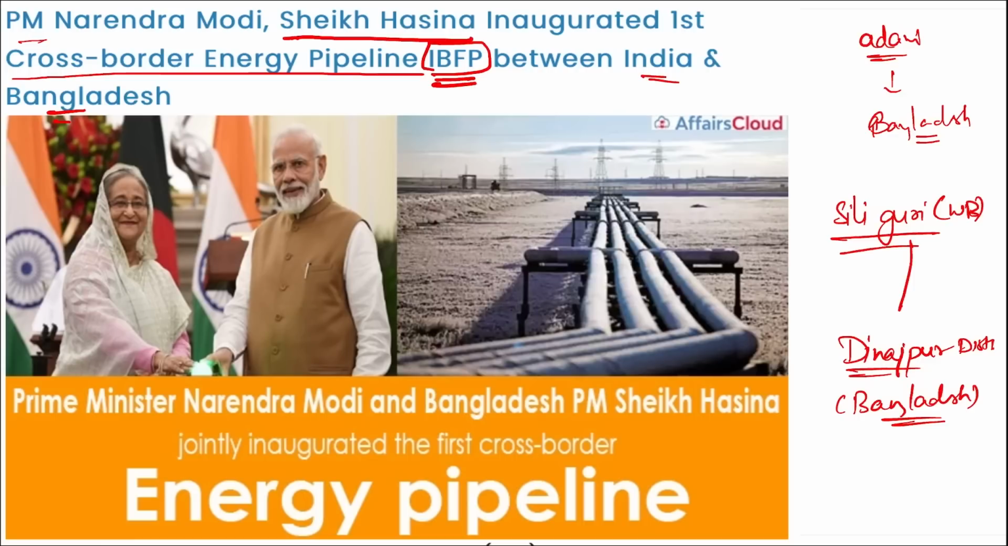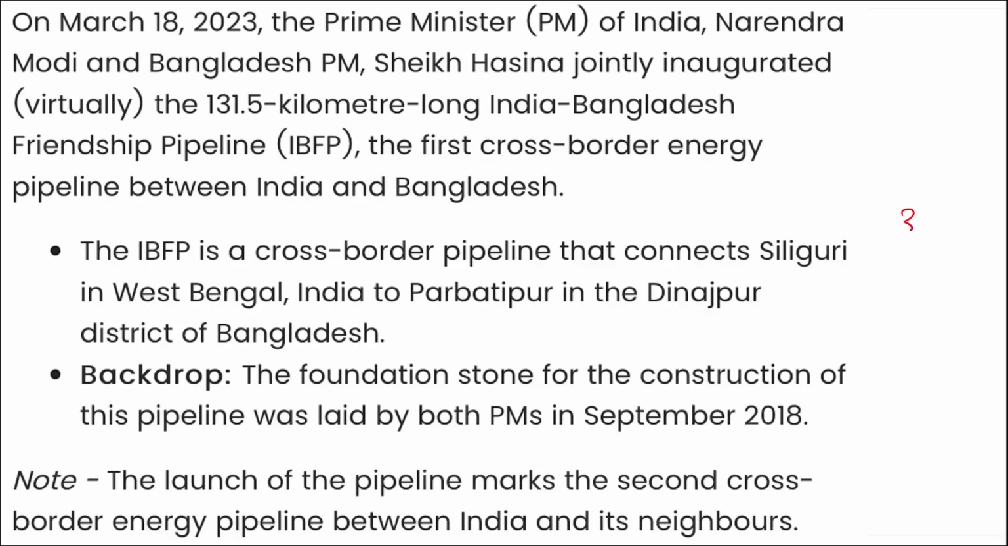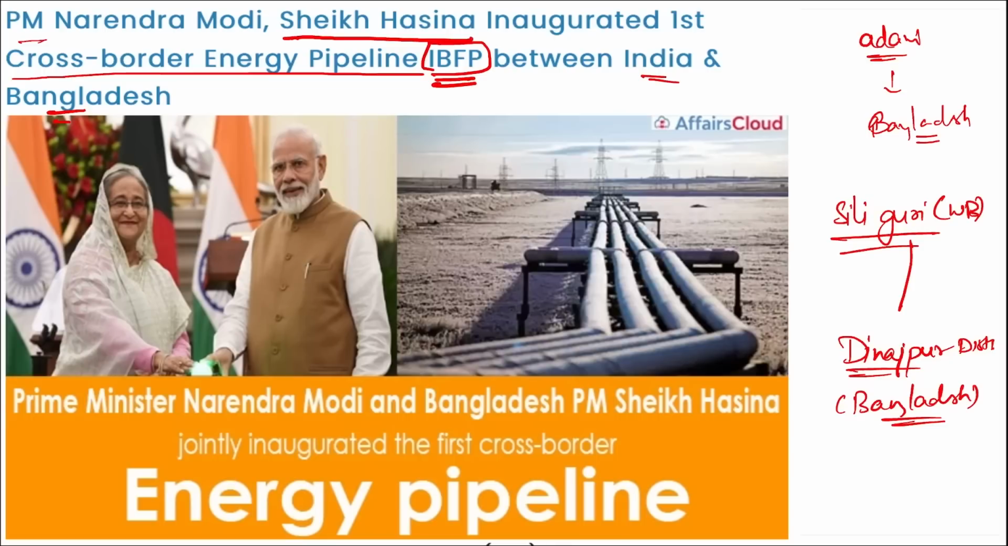The pipeline is built at an approximate cost of 346 crore rupees. All right, and apart from this, IBPF, that is India Bangladesh Friendship Pipeline, intends to address the energy crisis in Bangladesh, that will enhance the energy cooperation between India and Bangladesh, and this will strengthen the people to people linkage between the two countries also. All right, so coming back, remember this first cross border energy pipeline, India Bangladesh Friendship Pipeline, was inaugurated by Prime Minister of India Narendra Modi and PM Sheikh Hasina of Bangladesh.